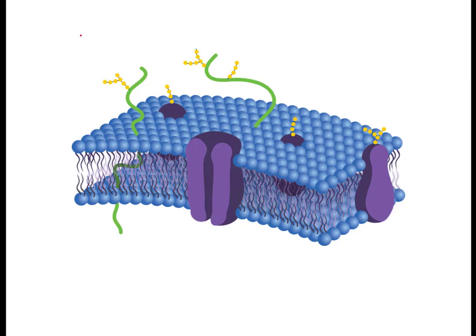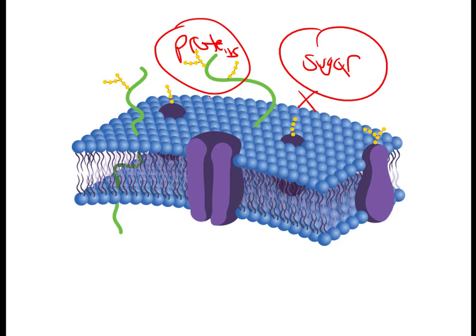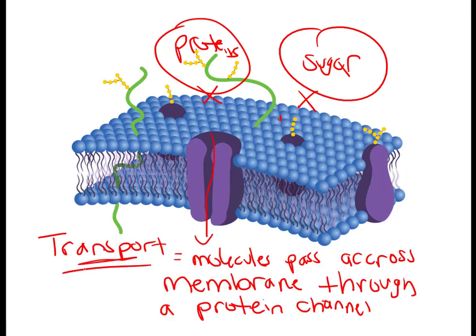So I told you some things can freely move in and out of the cell, like gases and water. But what about things that are really big, like proteins or sugar? These things are too big to freely cross the membrane. They just can't squeeze between those tiny little holes, right? They're too big. So in this case, we're going to need something called transport. During transport, these big molecules will pass across the membrane by passing through a protein channel, a little channel that's in the protein. And even this channel is very selective. It only lets certain things that it likes get in and out of the cell.